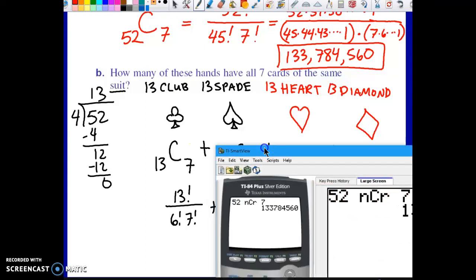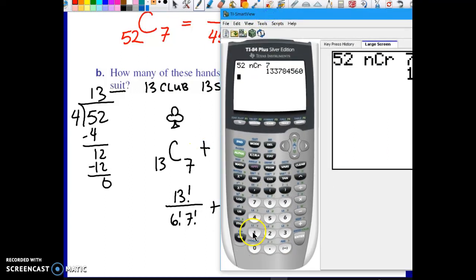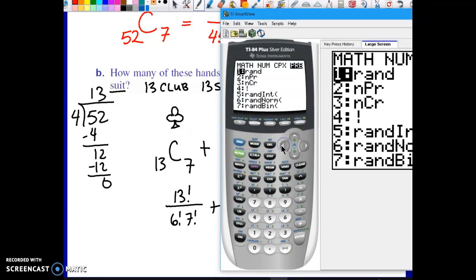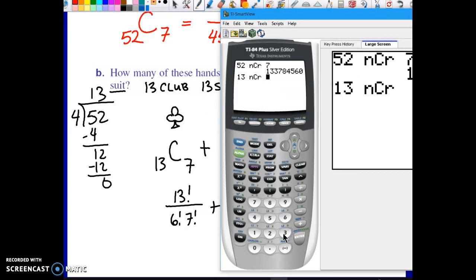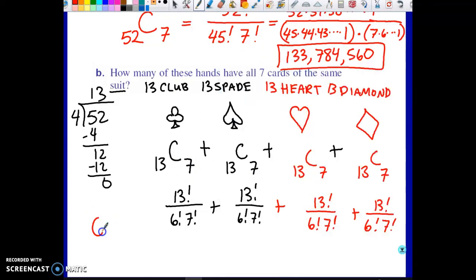Now, again, instead of doing this by hand, I can use my calculator to assist me. I want 13 items chosen, 7 at a time. 13 choose 7. That's 1,716. I'm going to multiply that by 4, since it's 7 cards four times. There are only 6,864 ways that can happen. Okay?